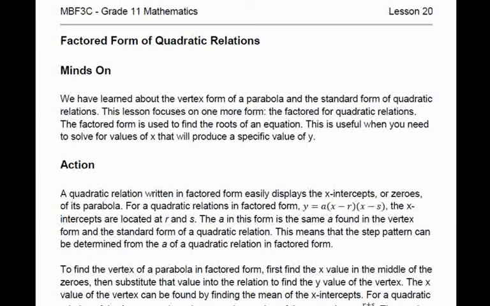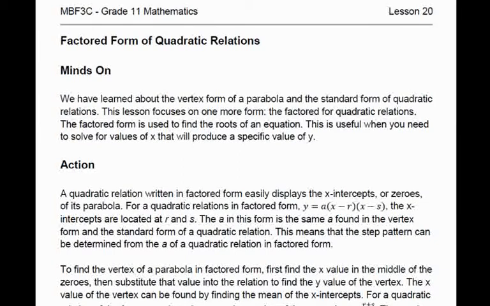Now we're going to learn the factored form. And this form is mainly used to find what we call the zeros or the x-intercepts of the parabola. And depending on the type of question you have, the x-intercepts are the more important thing to solve for than the y values or the y-intercept. So this is a very useful form.